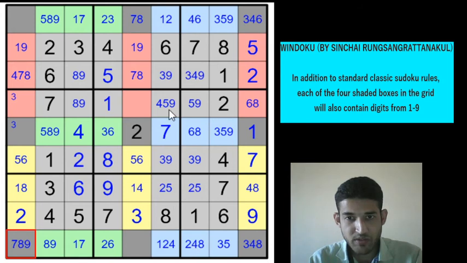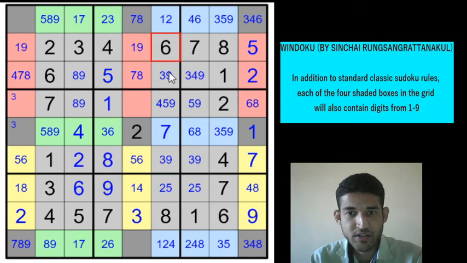1, 2, 3, 4, 5, 9. Okay, we have a 3, 9 pair here, right? So we can eliminate the 9 from here. So this will be a 4 or a 5. And we can also eliminate 9 from any other cells. So 1 will be in one of these two cells.